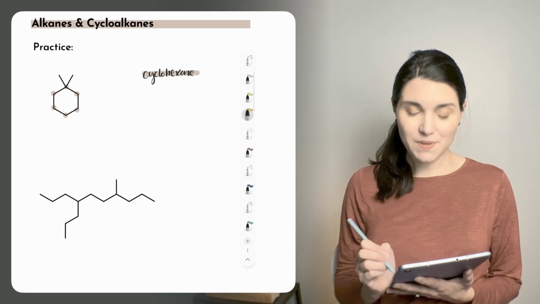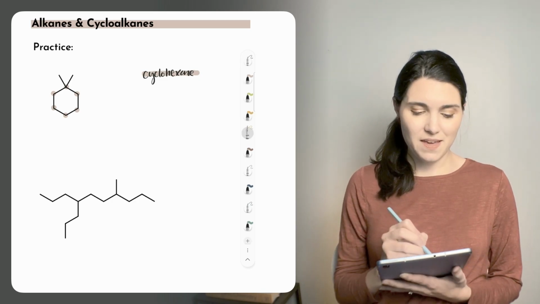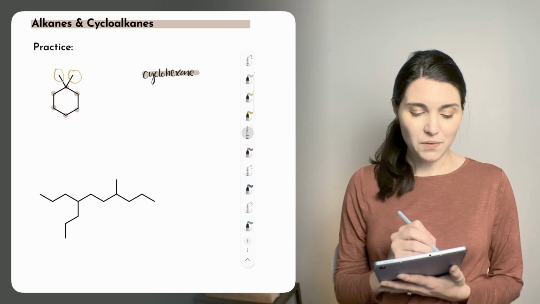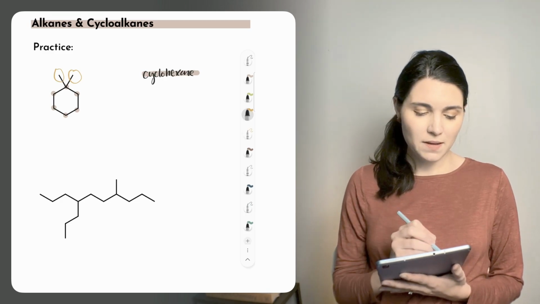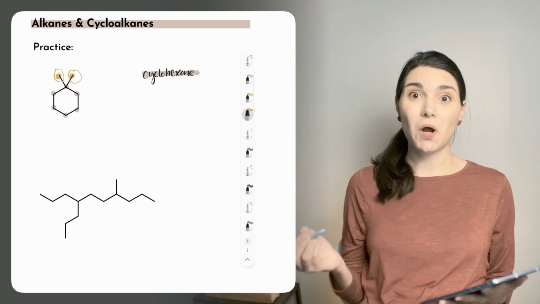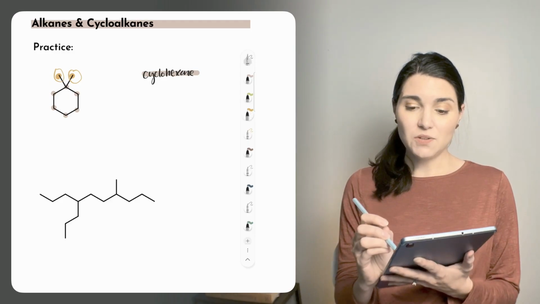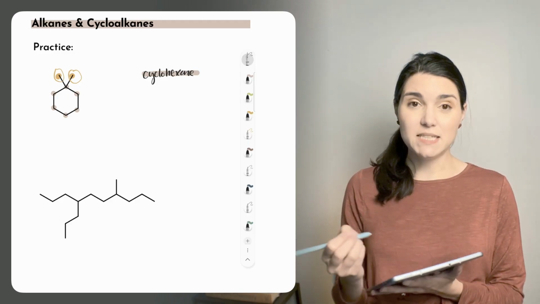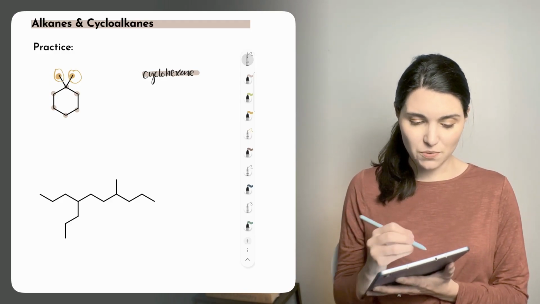All right, and then what do we have for substituents? We have a methyl group here and a methyl group here. 2 separate one carbon substituents. So we're going to call that dimethyl, right? Because there are two methyl groups.